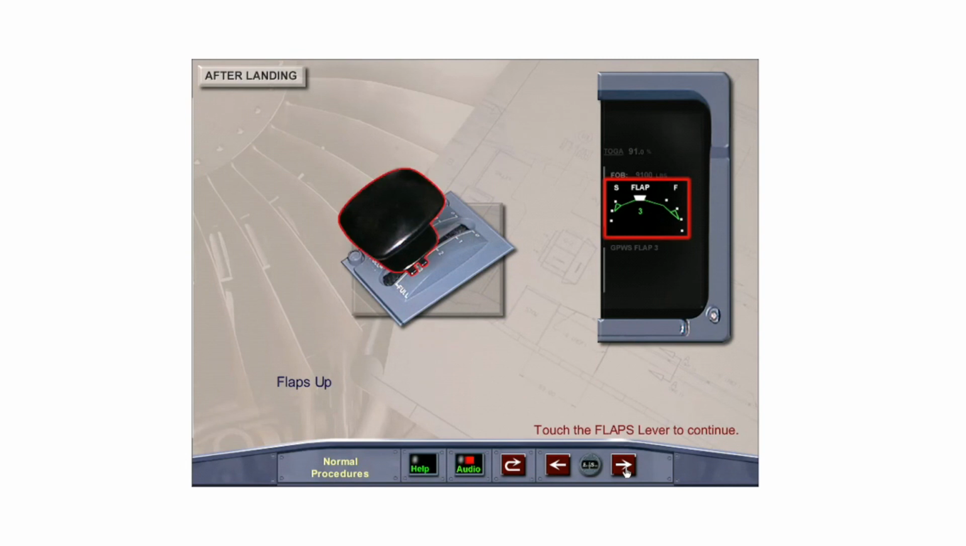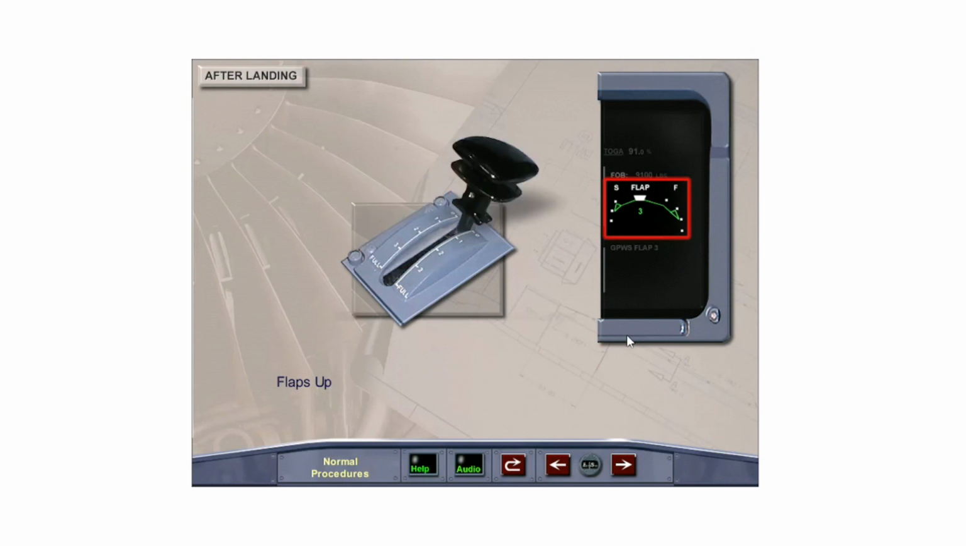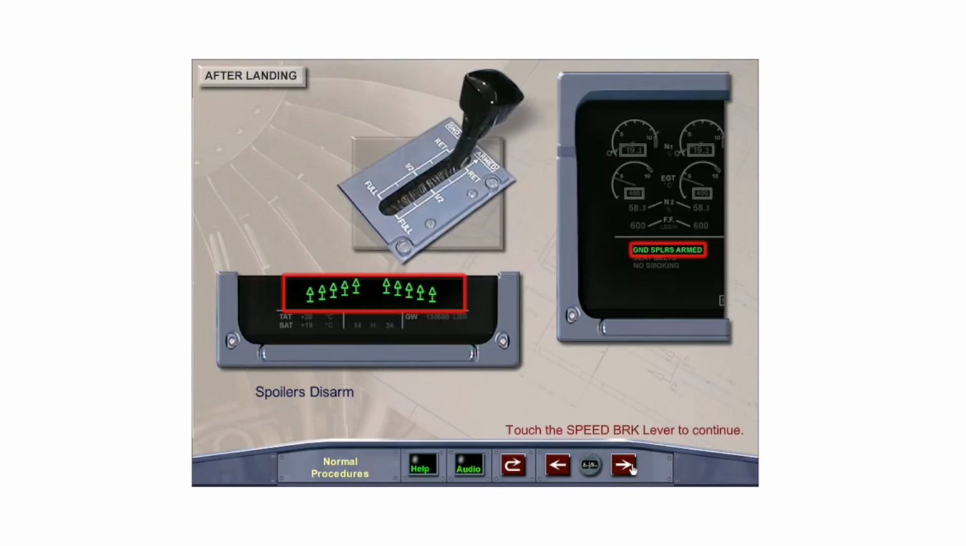The after landing check calls for the flaps up. Slats and flaps should be left in their landing position if the approach was made in icing conditions or following a landing on an ice, snow, or slush-contaminated runway. Touch the flaps lever, then touch the right arrow to continue. Disarm the ground spoilers by pressing straight down on the speed brake lever.